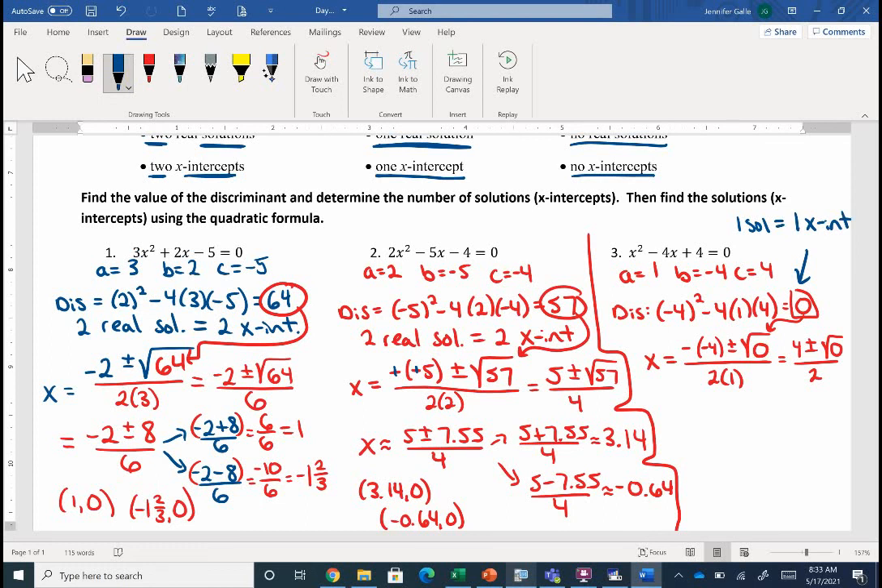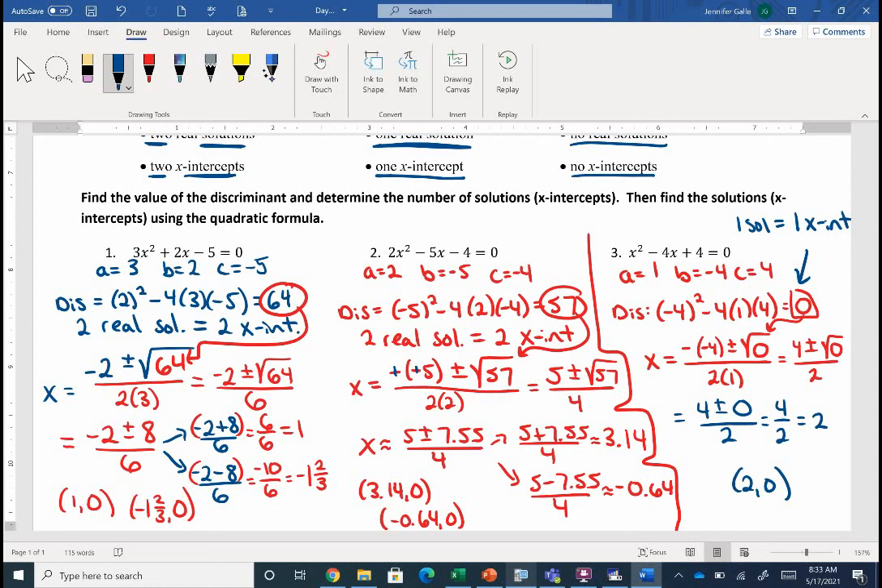It's really nice finding that discriminant first, then you know exactly what to expect. I should only get one answer. If I graph, I only have one x-intercept. All right, so we have 4 plus or minus the square root of 0 is just 0 divided by 2. Now, I'm not going to split this into 2 cases because if I add or subtract 0, I'm just going to get 4. So I just have one solution.